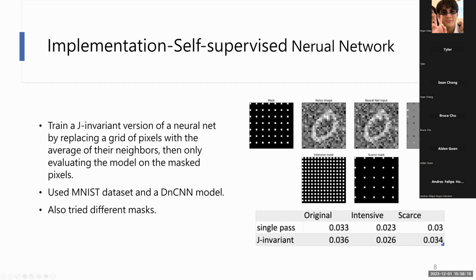Next up, we do this on a self-supervised neural network. We train a J-invariant version of the neural network by replacing grids of pixels with the average of their neighbors. Then we only evaluate the models on these masked pixels in order to achieve a J-invariant function. We use the MNIST dataset and the DnCNN model. And here are the outcomes using different kinds of masks.